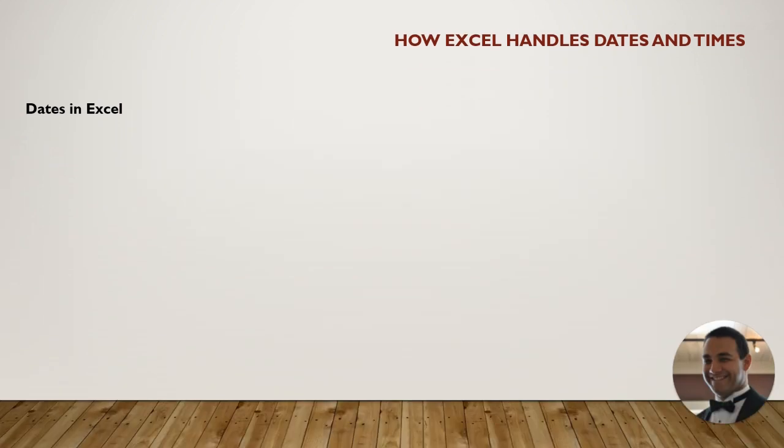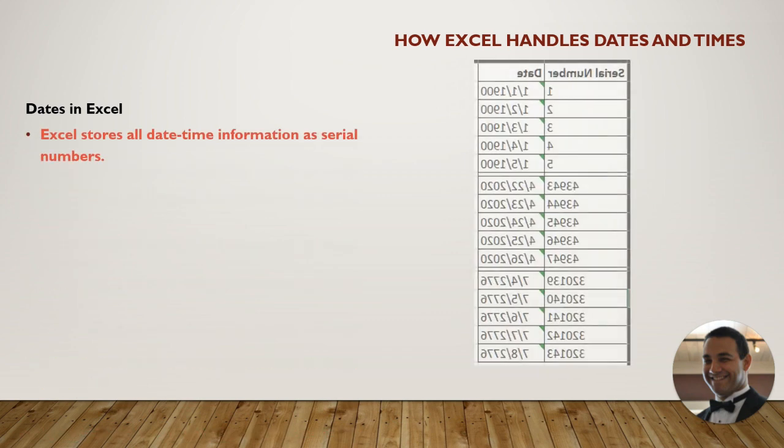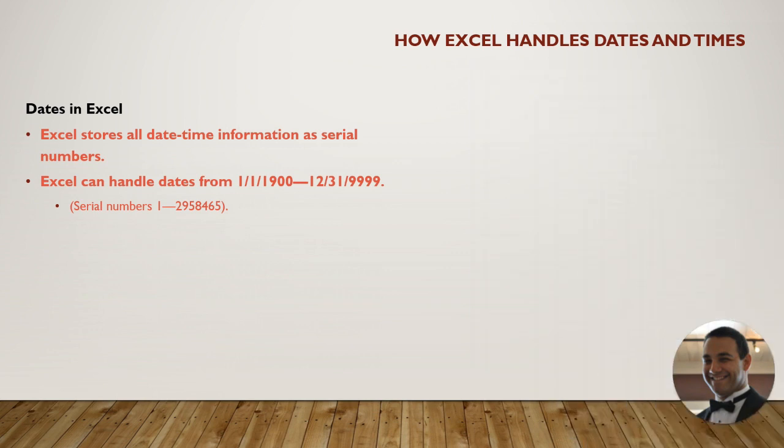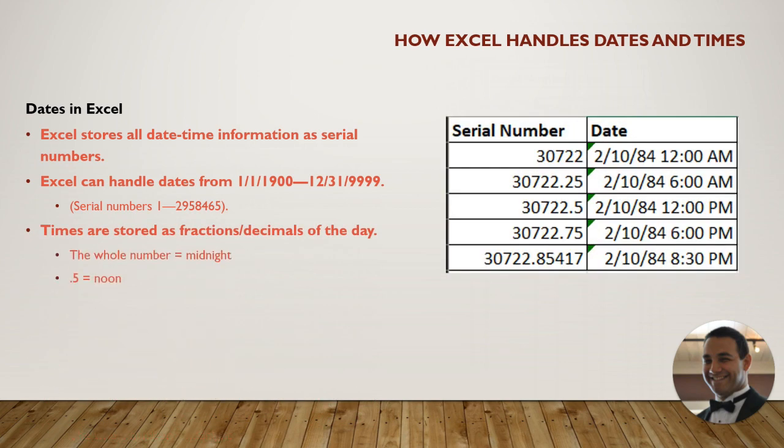One of the most common data points you'll find in spreadsheets is dates. So we're going to take a moment to talk about how Excel handles dates. Excel stores all date-time information as serial numbers. Excel can handle dates from 1/1/1900 through 12/31/9999, or serial numbers 1 through whatever that number is. Times are stored as fractions or decimals of the day. So the whole number is midnight, 0.5 is noon, etc.